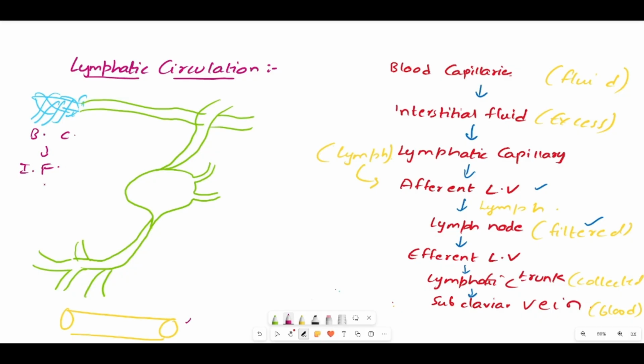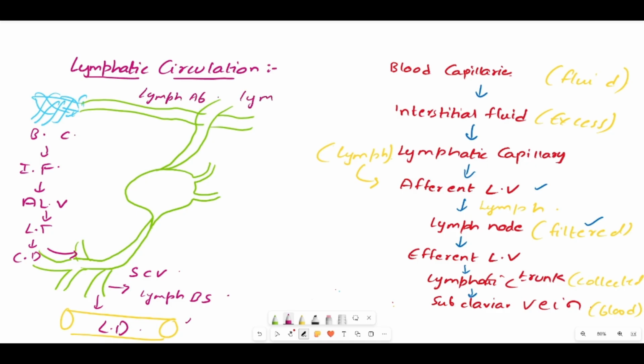Here the plasma gets leaked out. Then it finally enters into the afferent lymphatic vessels. Then it reaches into the lymphatic trunk. From there it enters into the collecting duct that will be entering back into the subclavian vein. So here in this region, the lymph will be returning back into the bloodstream, and this is also called the lymphatic duct. See, here the lymph will be getting absorbed.